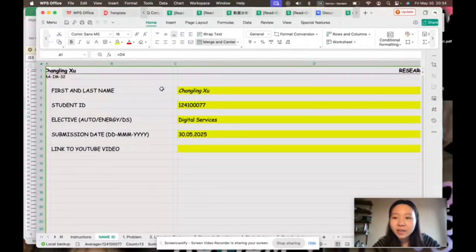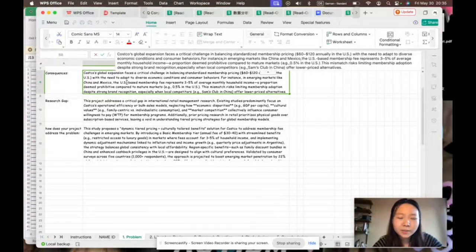In this project, I analyzed consumer preference for different types of Costco's membership. Costco's global expansion faces a critical challenge in balancing standardized membership pricing, and this mismatch risks limited membership adoption despite strong brand recognition, especially when local competitors such as Sam's Club in China offer low-priced alternatives.